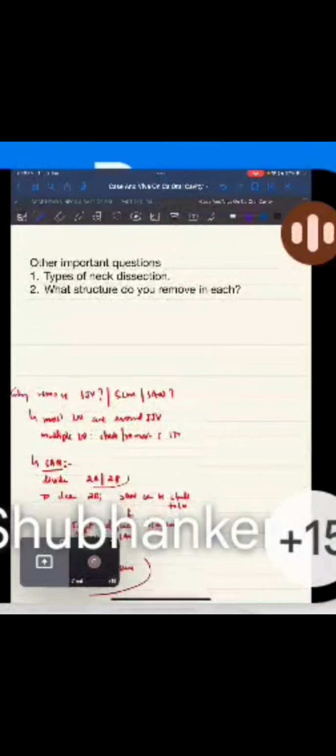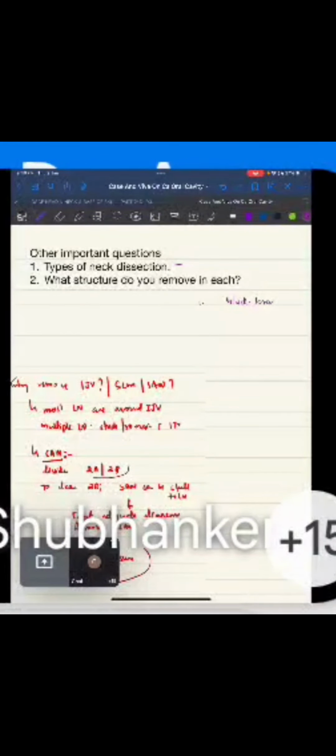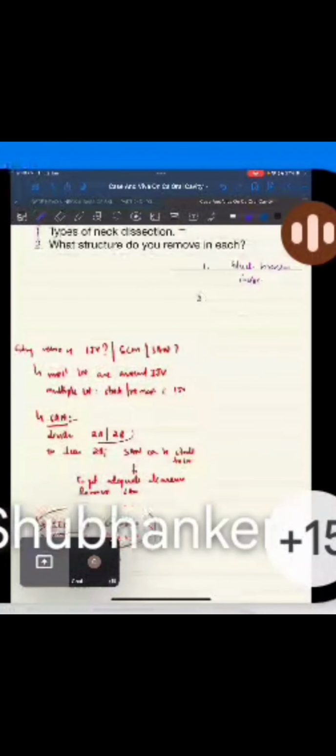Now coming to another question, types of neck dissection. Definitely there are around 5 to 7 neck dissections which we'll see. Last time we saw one, that is the Gluck Sorensen incision. The remaining ones we'll see in a slow, stepwise pattern, so as not to mess them up. And what do you remove in each type of neck dissection?